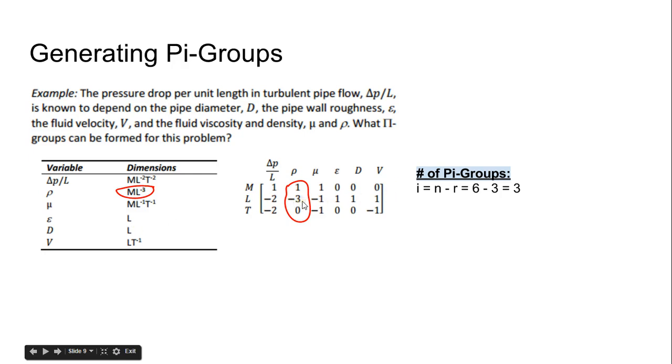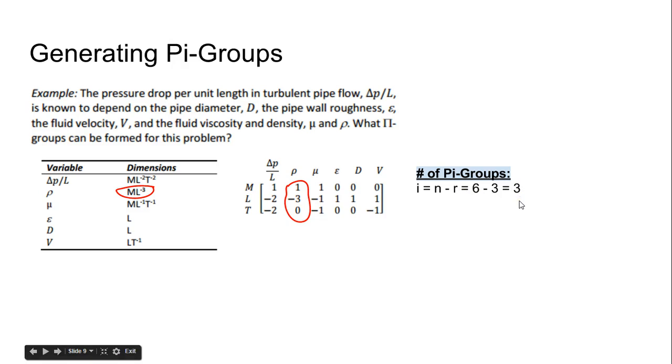And then after we have this matrix generated, now you're going to look at how many pi groups you can generate, right? So you have I, that's representing your number of pi groups. What we're going to do is subtract from n, which is the total number of variables of interest, right? So if we count these, we have 6 of them here, right? 6 of these, and then we're going to subtract R. In this case, all the rows are independent of each other, right? So our rank, we're going to have a full rank here, so R is 3, right? So when we do 6 minus 3, we now know that we're going to have 3 pi groups.